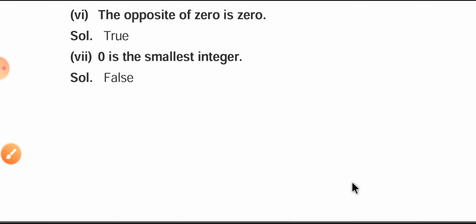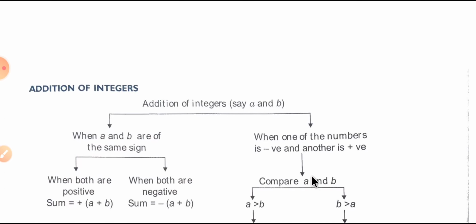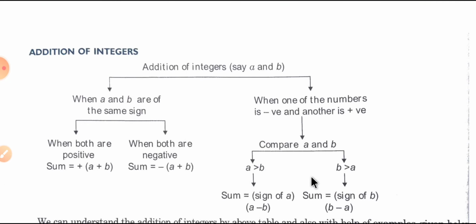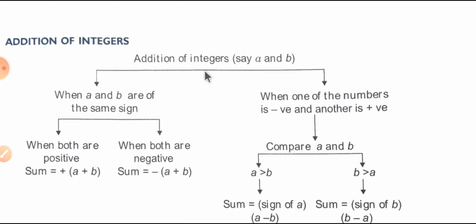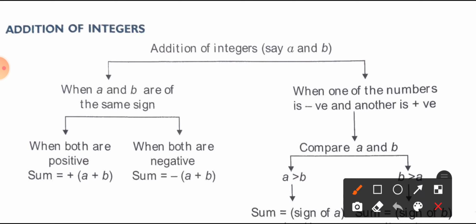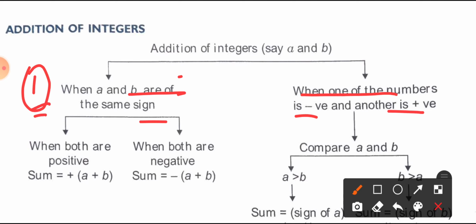Now, after this we will see how to add two integers and how to add integers using a number line. So one chart is given, addition of integers. Let us take two integers a and b. So two conditions are given. First one, when a and b are of the same sign, and second one is when one of the numbers is negative and another is positive. So let us see the first one.